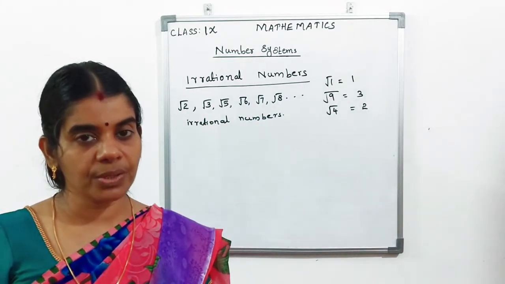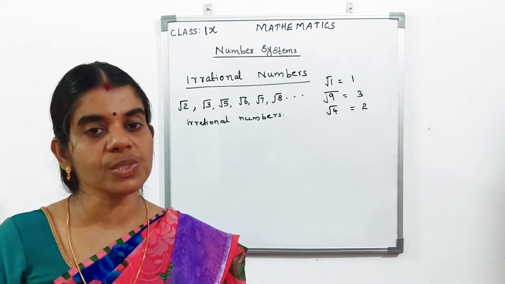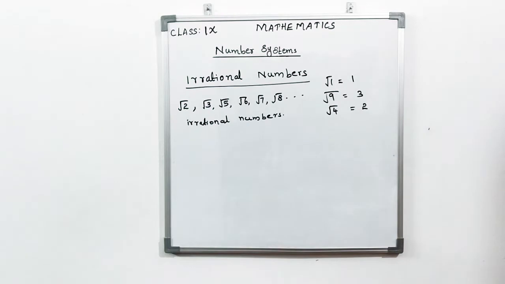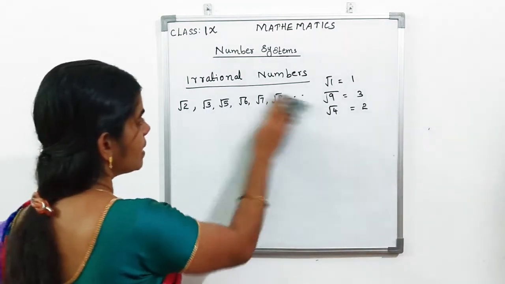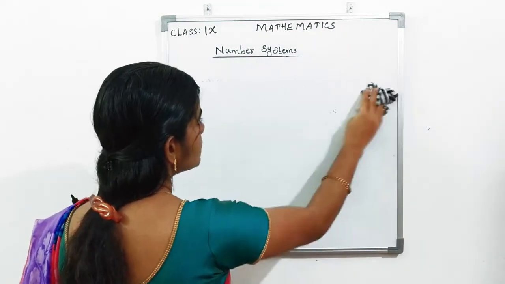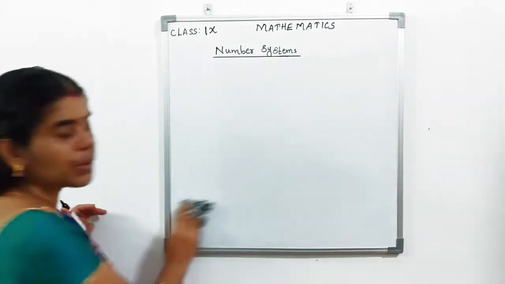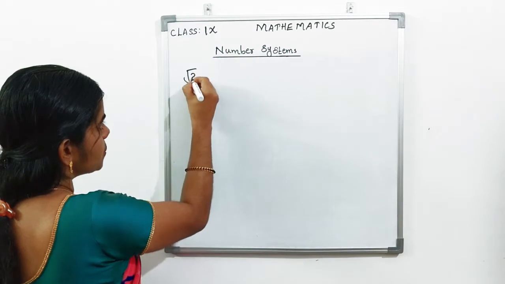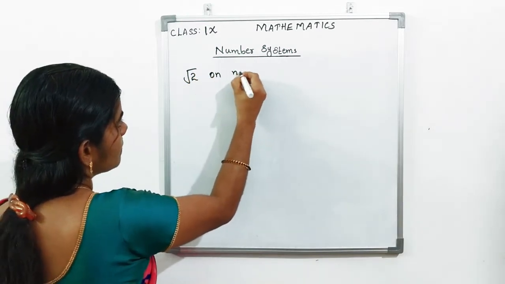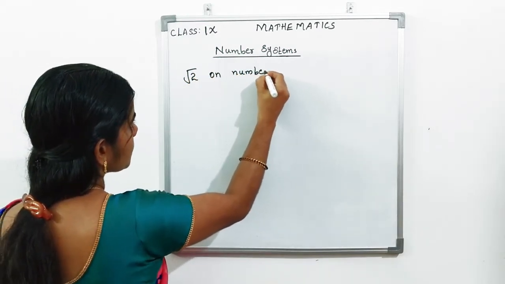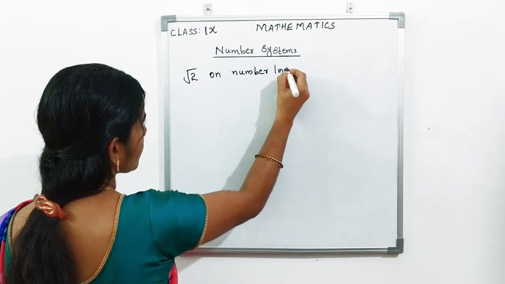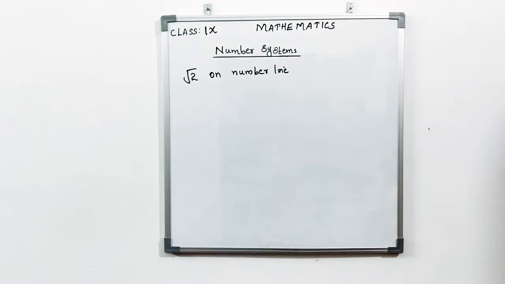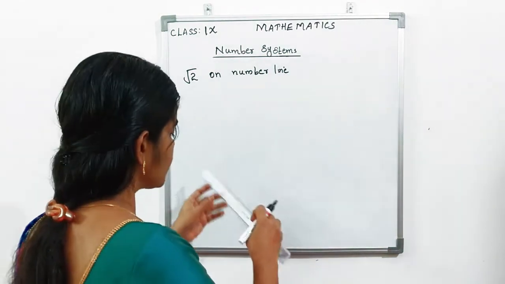Next we are going to represent these irrational numbers on the number line. How can we represent these irrational numbers on the number line? Just listen here. First I am going to represent root 2 on the number line. For this, first you want to draw the number line. You already know that.